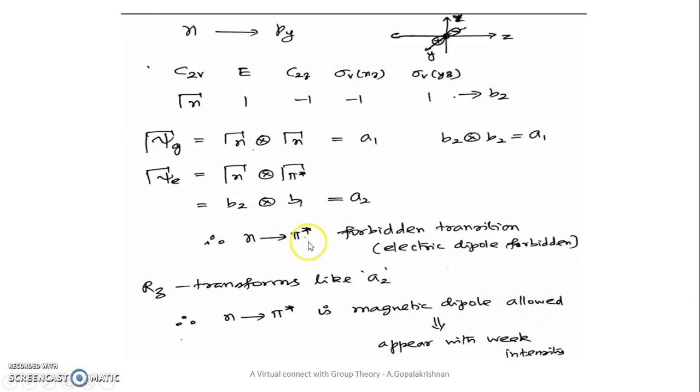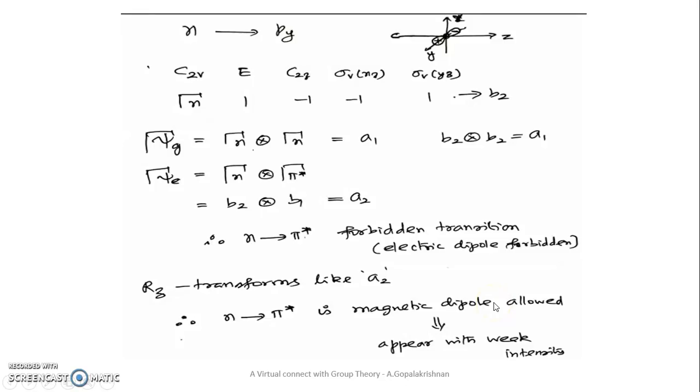That's why the n to pi star transition, though it is symmetry forbidden, appears in the spectrum with weak intensity. Why does it appear? If it is forbidden, it should not appear. It is because of this magnetic dipole allowedness. Since the transition is magnetic dipole allowed, you will get the signal with weak intensity. So the n to pi star transition in formaldehyde is electric dipole forbidden, but it is magnetic dipole allowed. That's why it appears with a small or weak intensity.